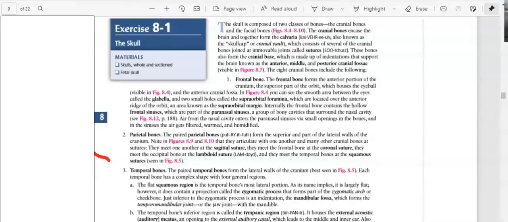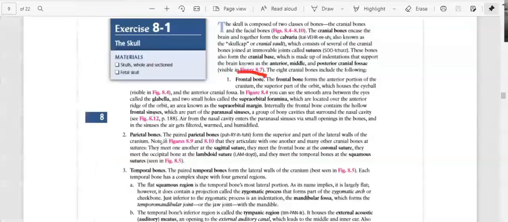Axial skeleton. We are going to start with the skull. So in our skull, we're going to have multiple different bones. They're going to be frontal bone, parietal bone, temporal bone. Right, so let's take a look at that.